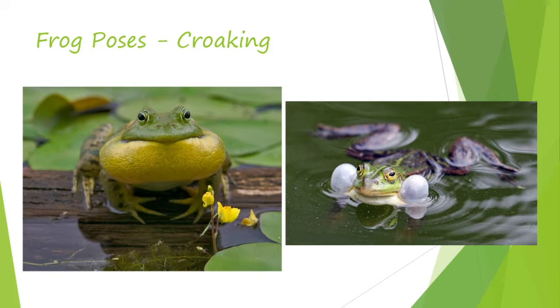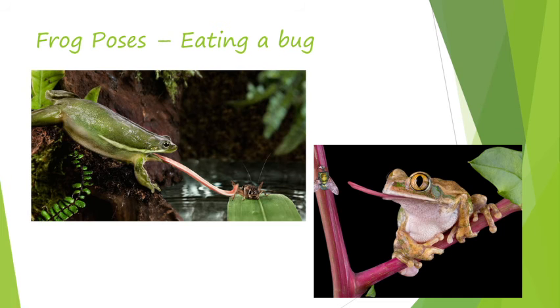Here's some pictures of frogs that are croaking. Our frog on the left has that big part underneath his mouth where his throat is, excuse me, where he can croak. But the other frog has those two cheek pouches where he croaks. And then we've got frog poses of the frog eating a bug. You could draw your frog about to eat his dinner or whatever. So these are the kinds of things that you could look through.